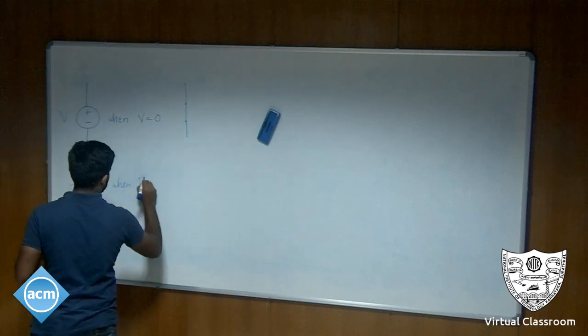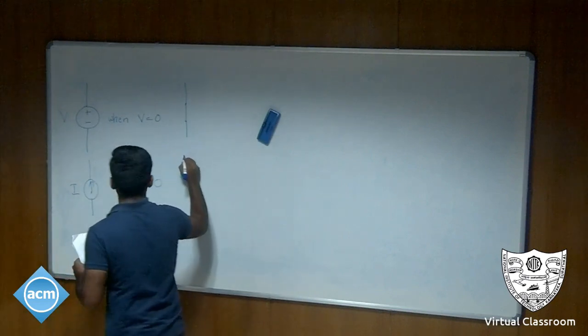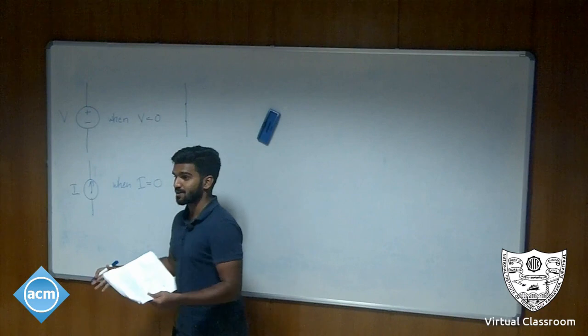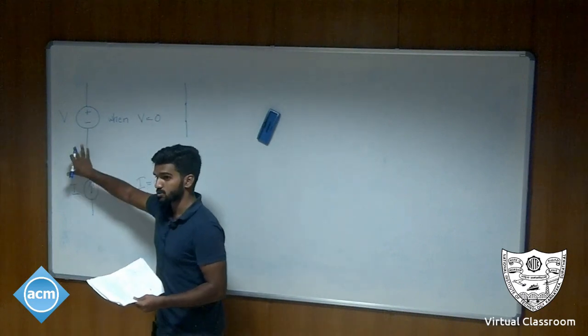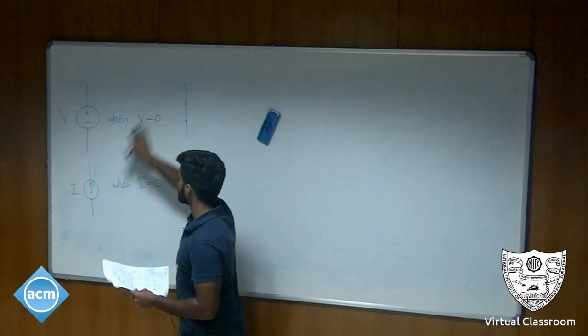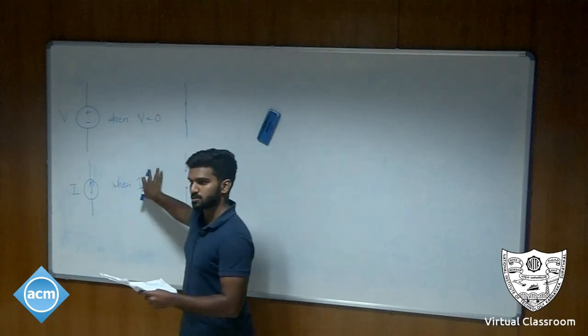So when I is equal to 0... So when people say you're zeroing out a source, what happens is a voltage source becomes a short circuit, and a current source becomes an open circuit.